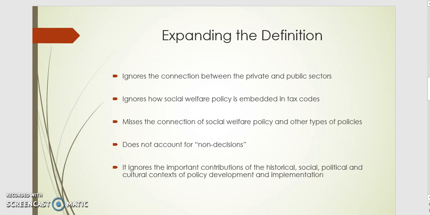The definition also misses the connection of social welfare policy and other types of policies. Social welfare policy is intricately linked to court rulings, administrative policies, budget policies, and other types of informal policies. The administrative policies can sometimes constrain the activities of officials and advocates. That is, they can limit the extent to which advocacy can take place for particular vulnerable populations. And informal policies, such as those that shape how we conceptualize a problem, also can miss the connection.